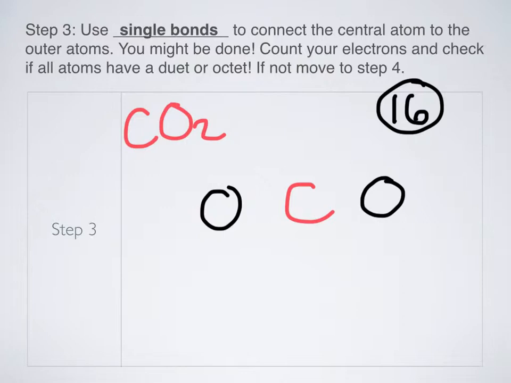So that means I just use single lines like that. All right, it says, you might be done, count your electrons, and check if all atoms have a duet or octet. If not, move on to step 4. All right, so here's the thing. Each line that you have in your drawing, I'm just going to bold these. I'm not drawing a second line, I'm just bolding them.